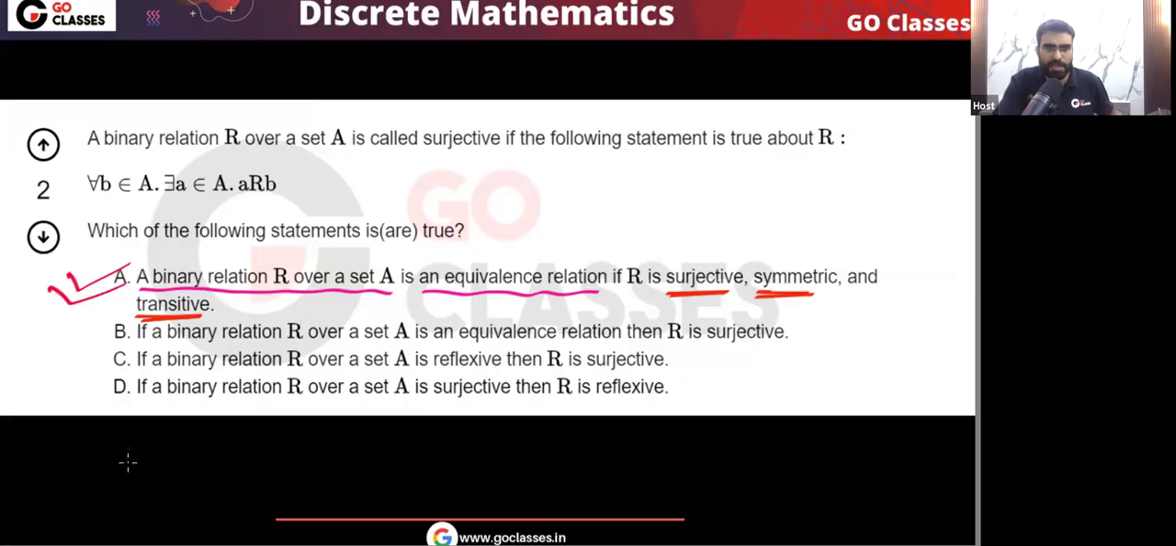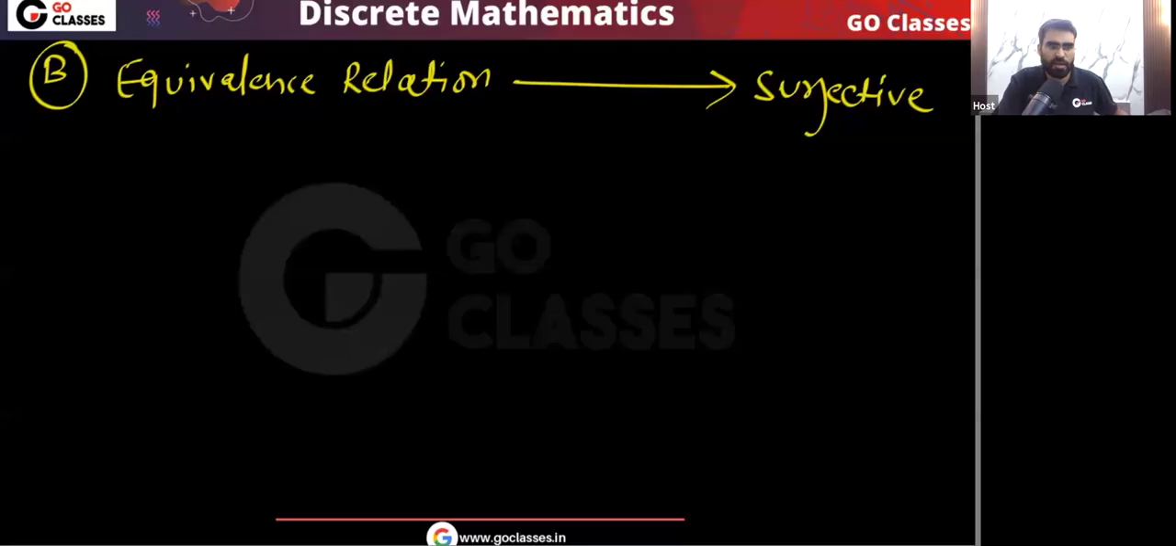What about option B? Option B is saying, if a relation is an equivalence relation, then it is surjective. This is option B, that equivalence relation implies surjective relation. Okay, so tell me, is this true or not? Can you prove it?